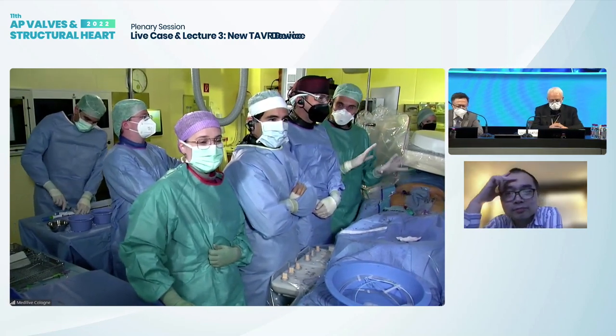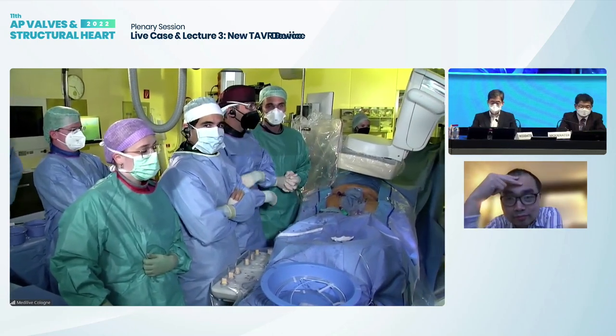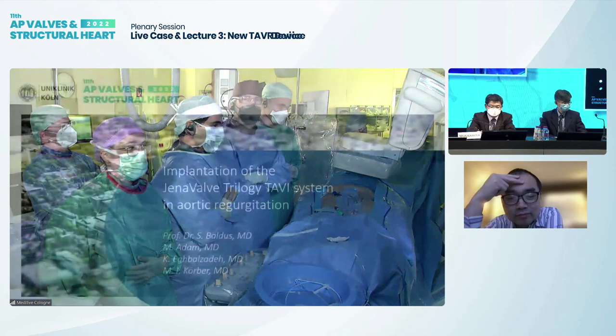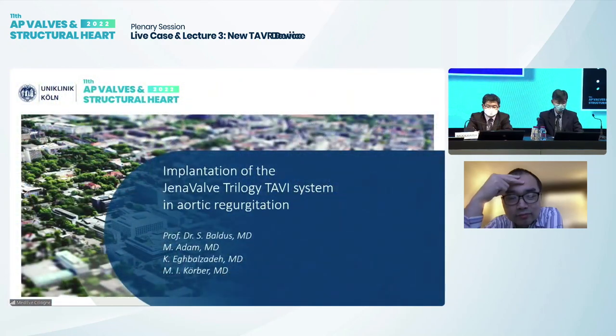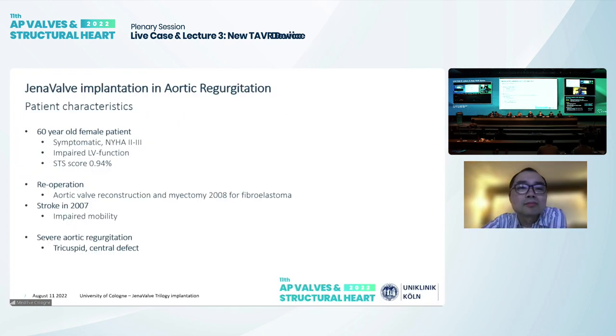So before we go into the case, we think it's important that you get introduced to the patient and the technique, how we want to treat this patient today. And Matti, perhaps you can give some insight here. Yeah, sure. Thank you for giving us the opportunity to show you the patient here. Next slide, please. So we are planning a JenaValve implantation in a patient with aortic regurgitation, and to briefly walk you through the patient characteristics, it's a 60-year-old female patient, so quite young. She was highly symptomatic with shortness of breath, New York Heart Association class 2 to 3, and had an STS score of 0.94, so on paper, basically, a low STS score.